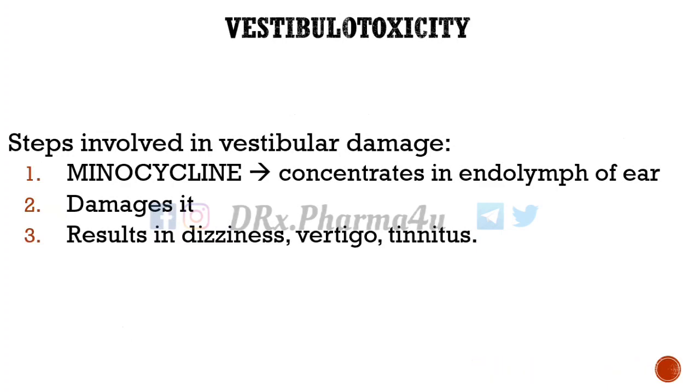Vestibulotoxicity is usually seen only with minocycline. Vestibulotoxicity means it is actually related to the ear. So minocycline usually concentrates in the endolymph of the ear, and it will damage the endolymph. As a result, it can cause hearing problems. And you know very well that the functions of the ear are two in number. Number one is hearing, and number two is maintaining your equilibrium or balance. So it can cause dizziness also, or maybe vertigo, and tinnitus. Tinnitus means a tingling sensation in the ear. You will constantly feel some kind of low pitch sound or ringing in your ears.